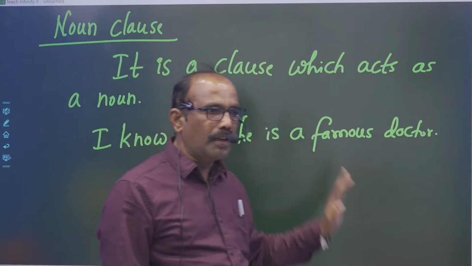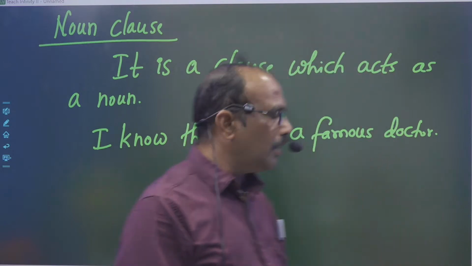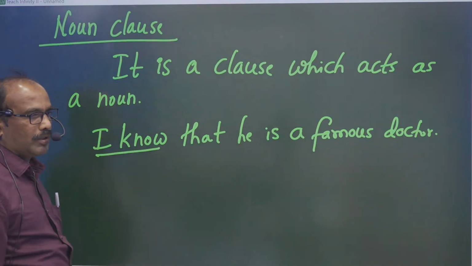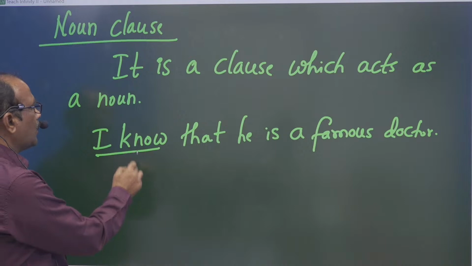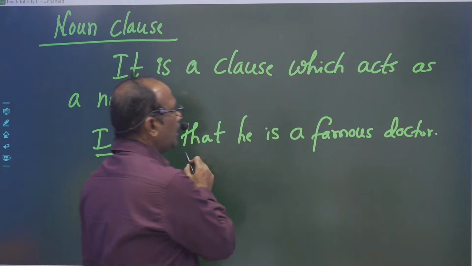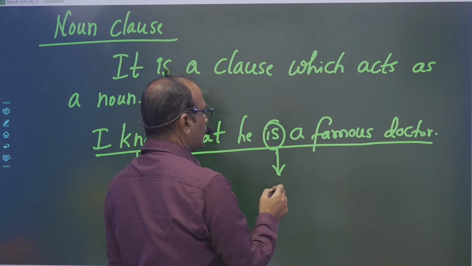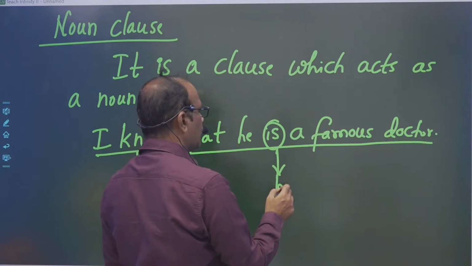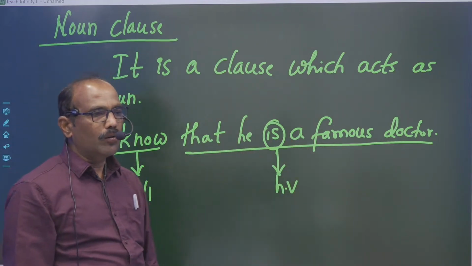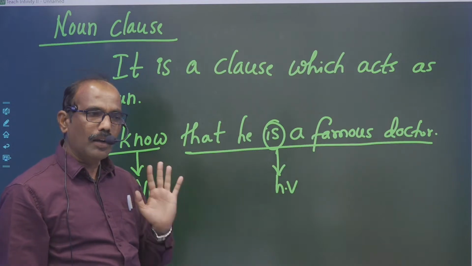This particular sentence itself is a complex sentence. ಐ ನೋ, this is a clause. ಐ ನೋ, ನನಗೆ ತಿಳಿದಿದೆ, because we have one finite verb with it, verb number 1. That he is a famous doctor, and this part is also having one finite verb, that is the helping verb. This is a clause. That he is a famous doctor, ಅವನು ಪ್ರಸಿದ್ಧ ವೈದ್ಯನಾಗಿದ್ದಾನೆ ಎಂಬುದು ಅಂತ ಇಂಡಿಕೇಟ್ ಮಾಡುತ್ತೆ.